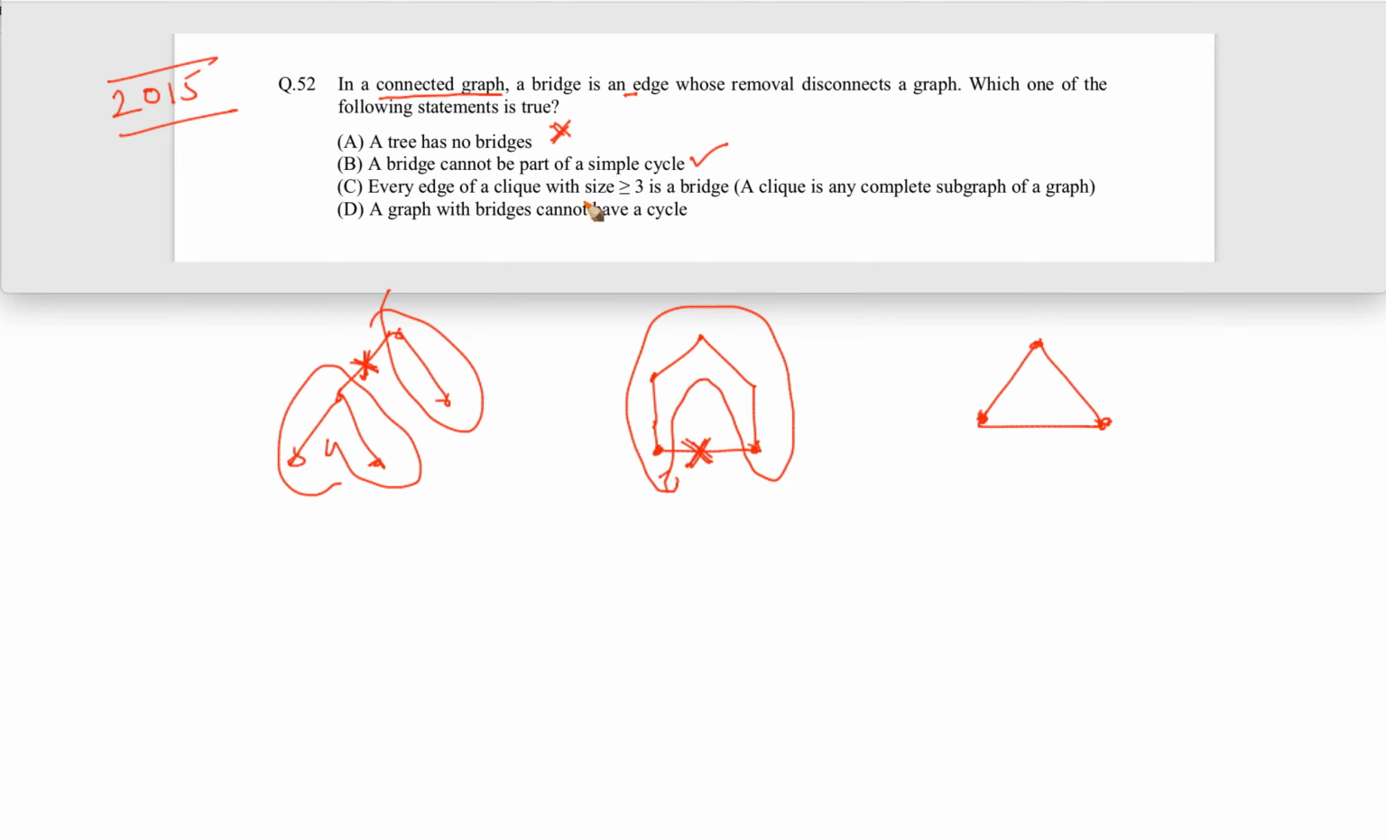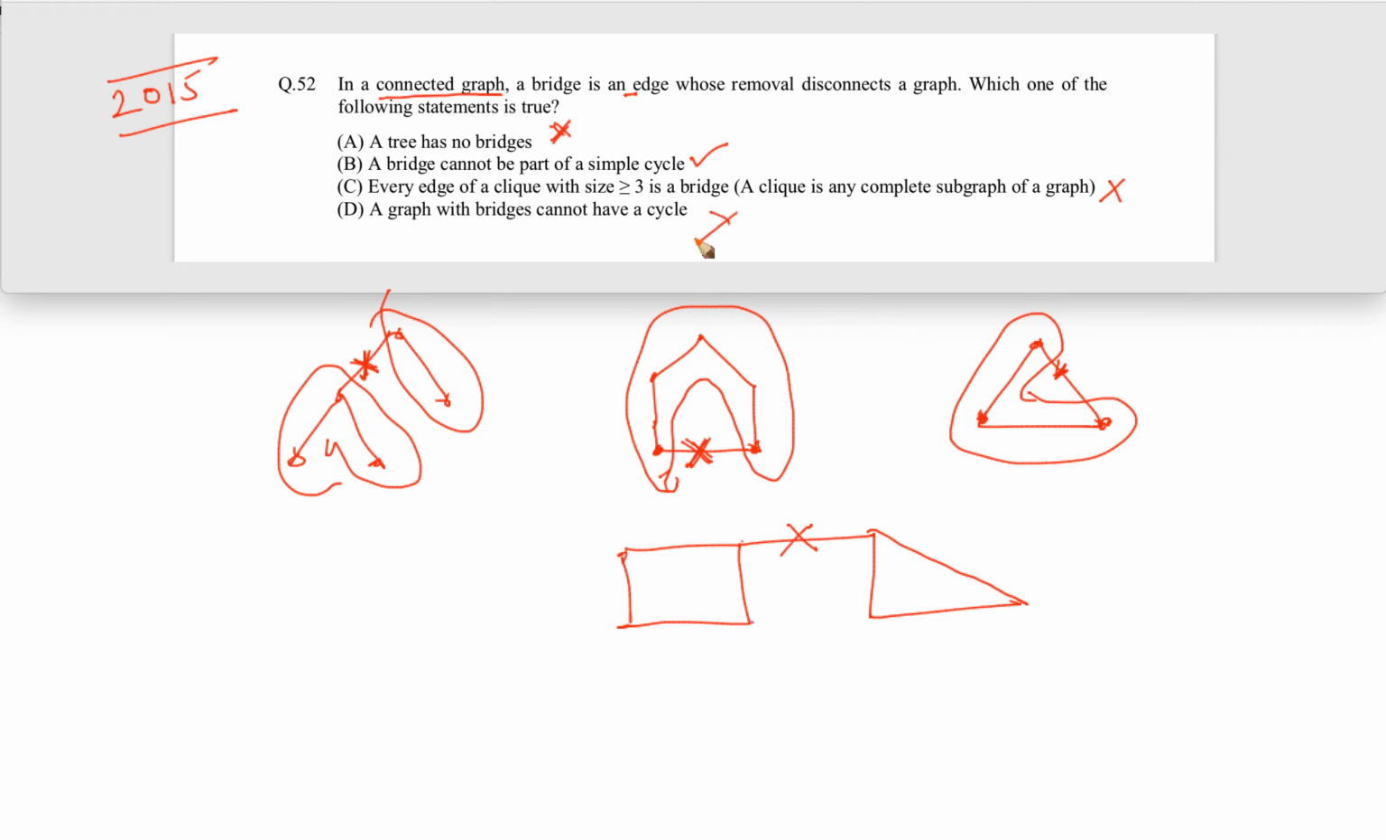Now, every edge of a clique is a bridge? You can see that that is wrong, right? Because in this case you remove this edge and it is still connected. So it does not make any sense. This is wrong. A graph with bridges cannot have a cycle. Now this is completely wrong. You can have something like this. It has a bridge, but it has cycles also. So this statement is also wrong, and the answer is B.